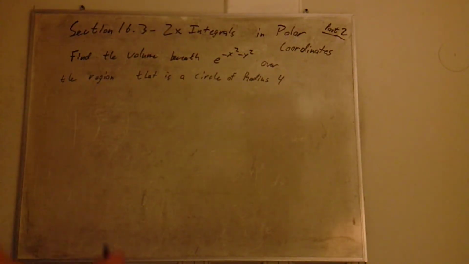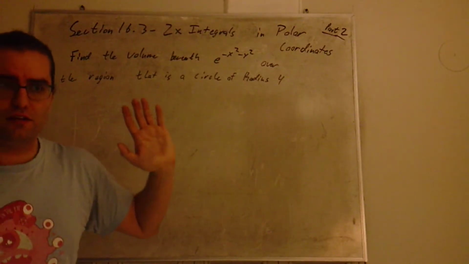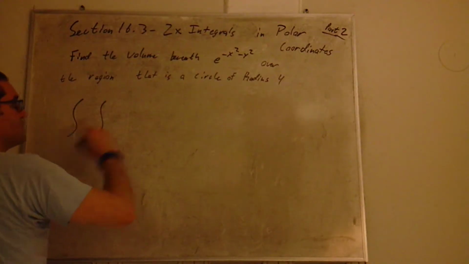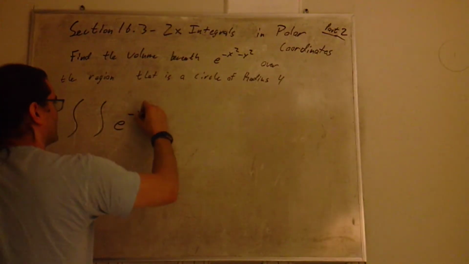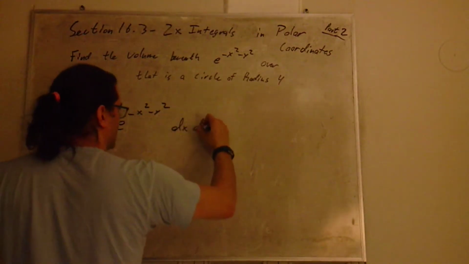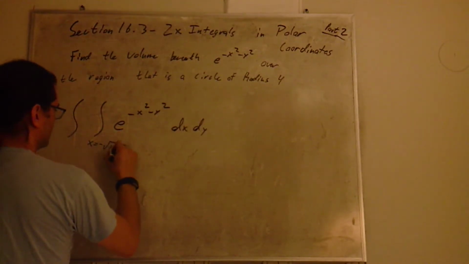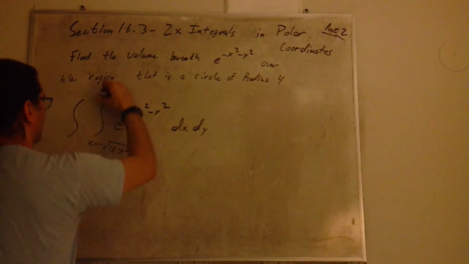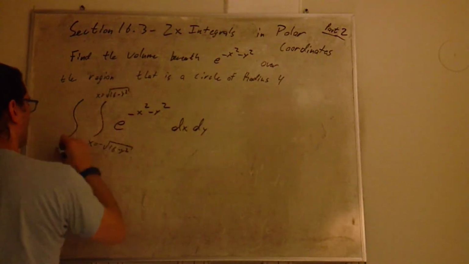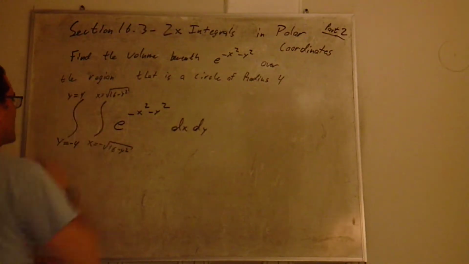So, if we wanted to set up this integral in rectangular coordinates, the rectangular coordinate version of this integral is we're integrating e to the negative x squared minus y squared. We can do dx, dy this time, it doesn't super matter. X would go from negative square root 16 minus y squared up to positive square root 16 minus y squared, and y would go from negative 4 to 4.